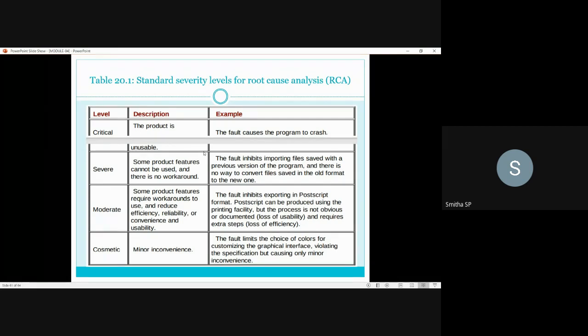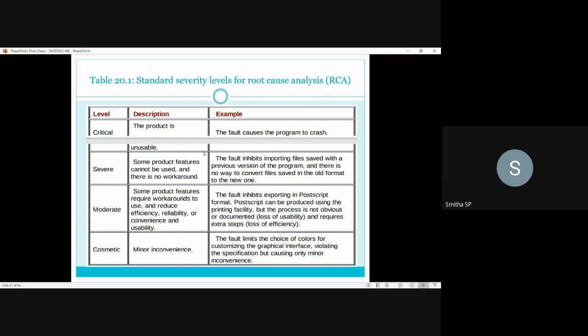And then the next level is cosmetic. So what is this cosmetic level of fault? Here it's a minor inconvenience. You can face inconvenience in the usage of the product, but that's too minor an inconvenience. If it is of that sort, we call such a fault a cosmetic fault. An example is a fault that limits the choice of colors for customizing the graphical interface, violating the specification but causing only minor inconvenience.